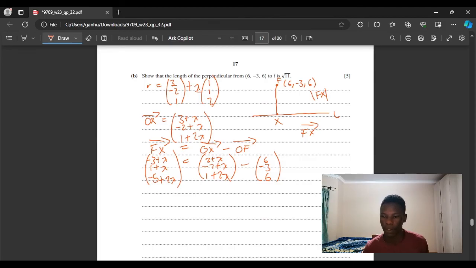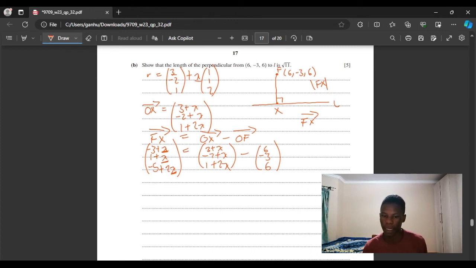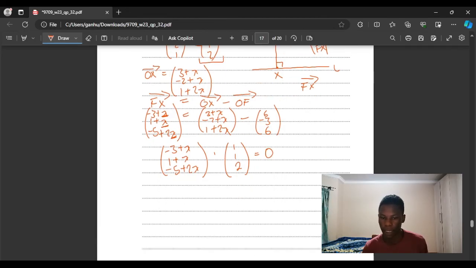That's FX. So if two lines or if two vectors are perpendicular to each other, it means that their dot product is equal to 0. And so that's the idea we're going to use to evaluate lambda, because we can't just find the modulus of FX right now since we have lambda. So first let's find lambda by using the idea that the dot product of perpendicular lines is equal to 0. So that means that (-3 plus lambda, 1 plus lambda, -5 plus 2 lambda) dot, we use the direction vector for L, so that's (1, 1, 2), and we're saying this is equal to 0.